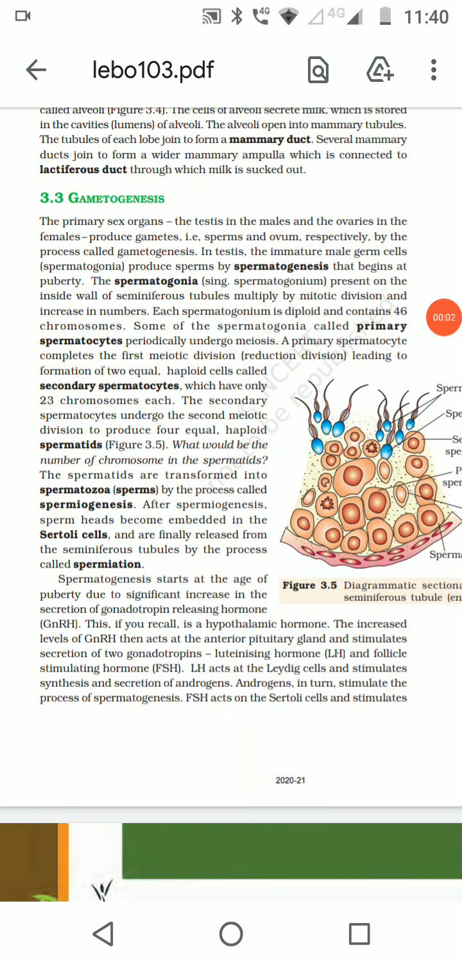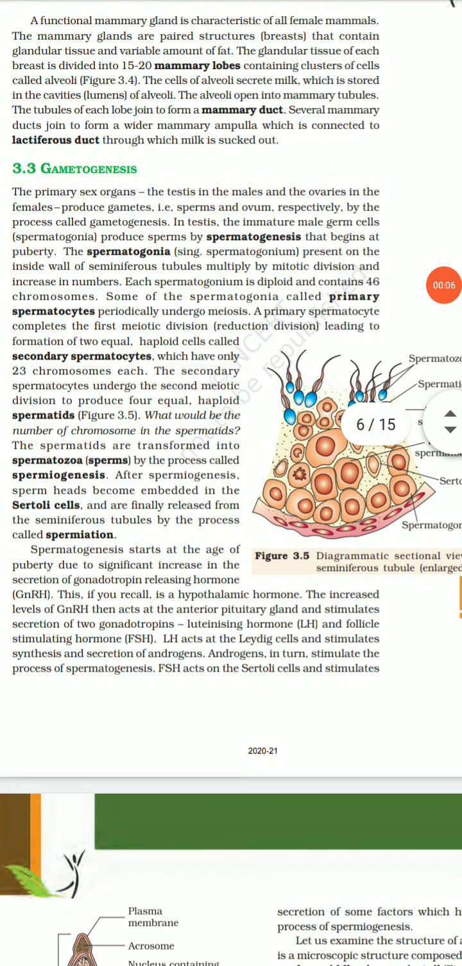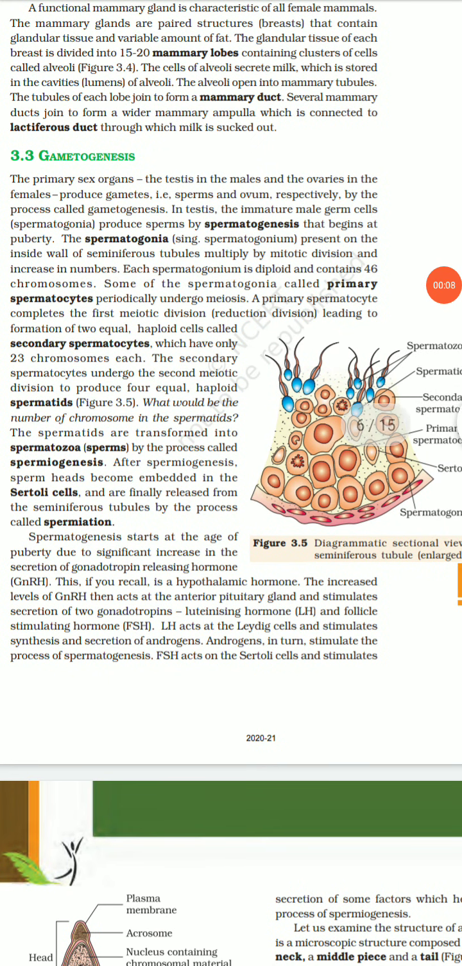Hello everyone. We will be discussing a chapter of class 12, the male reproductive system. We have studied the female reproductive system. Now we are going to gametogenesis, the production of the male gamete and the female gametes.